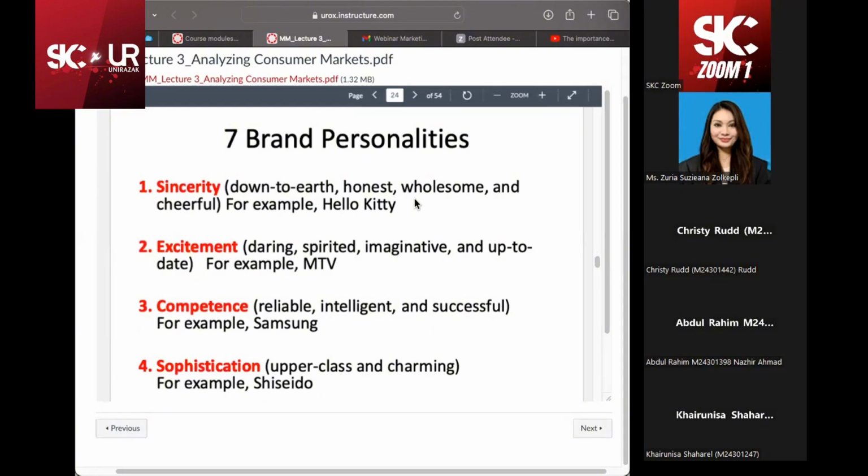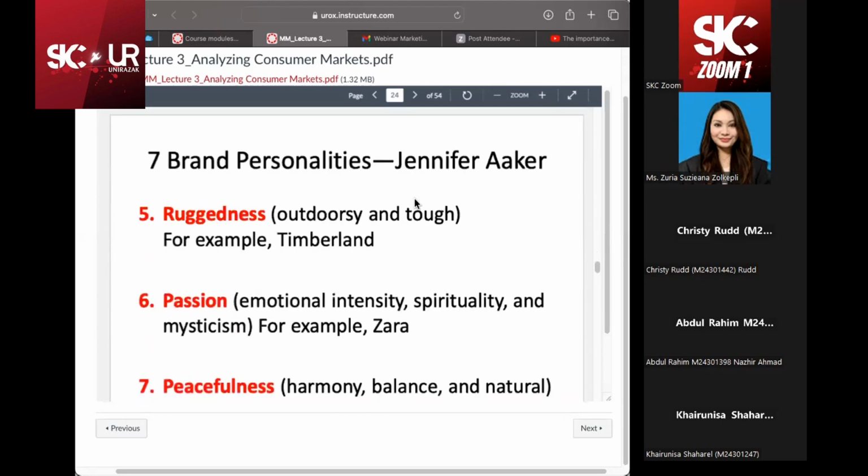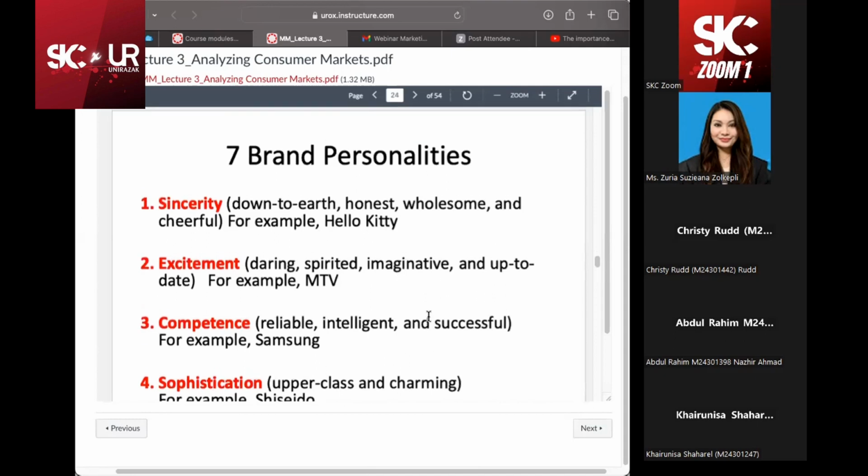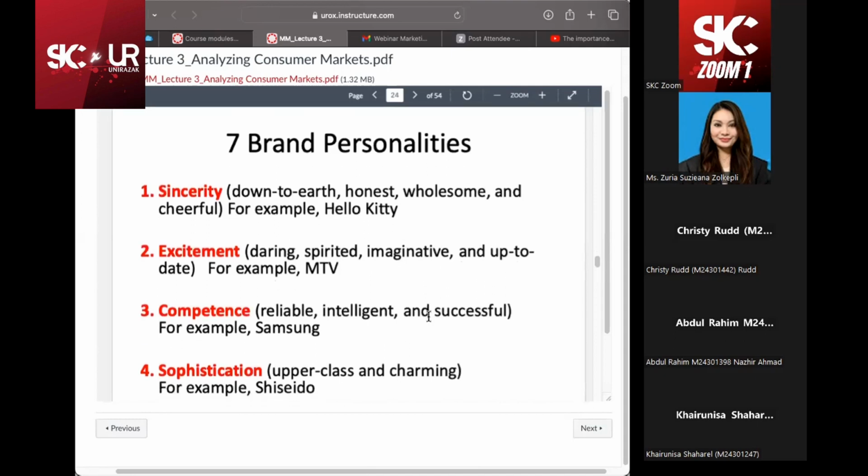All right, so let's take a look at the 7 brand personalities. Try to find your own example as well. I'm going to tell you what each means, and then you come up with your own example if possible. There are 7 here, so you can choose any. You just write, for example, peacefulness and what the brand is. Okay, so the first one is sincerity.